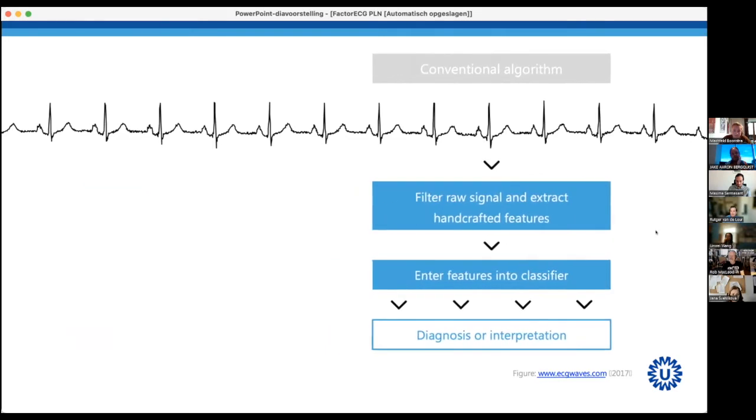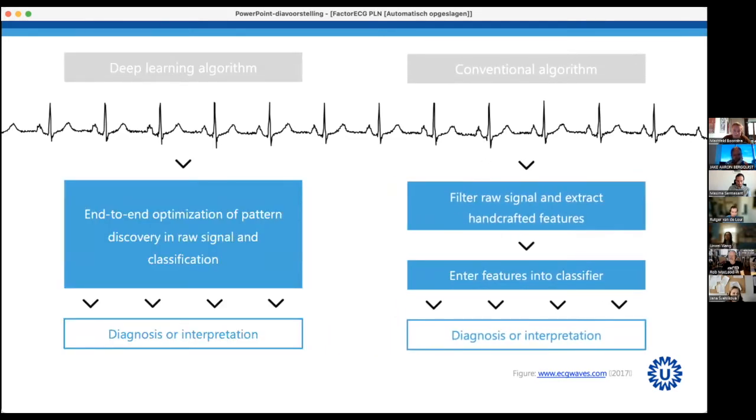The advantage of using deep learning is that we combine those two steps. With the deep learning algorithm, we enter the raw ECG, so we just enter the voltage values, a matrix of 8 times 5,000 values, something like that. We enter that into the network and we give it a task. So we say you have to diagnose atrial fibrillation, and we give it a lot of labels that have atrial fibrillation or something else. And then it learns by itself what kind of patterns or features it needs to pick up in the signal to do that kind of diagnosis or interpretation.